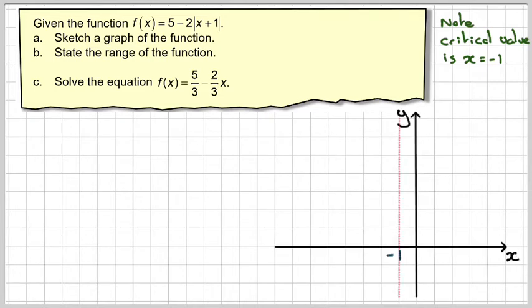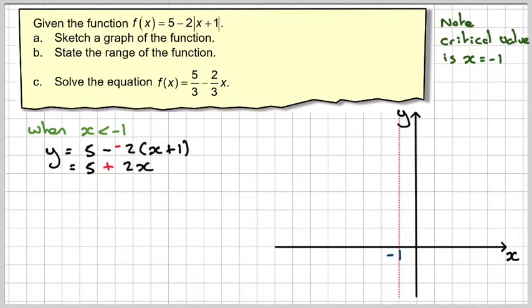So, if we draw a set of axes, I'm going to mark on -1 with a dotted line. When x is less than -1, y will be 5 minus, and this bit here is negative, so we'll put a minus sign in front. So we get 5 + 2x + 2, and it gives you 2x + 7. Then for x less than -1, we draw the line y = 2x + 7. So there's 7, and then with a gradient of 2 going downwards that way.